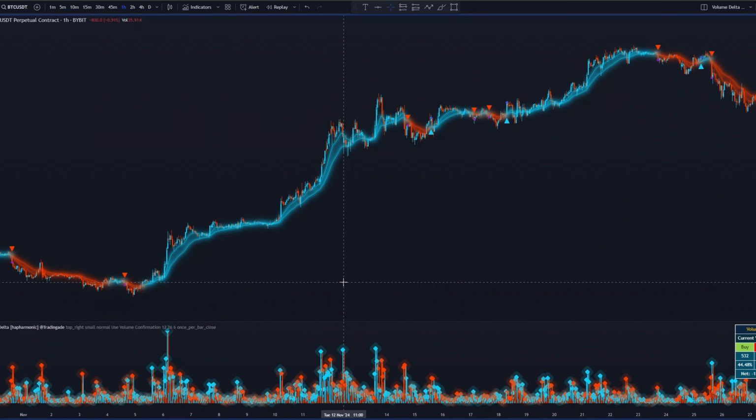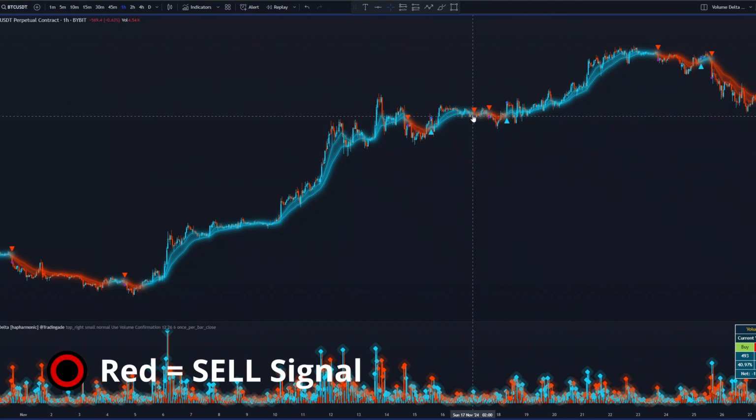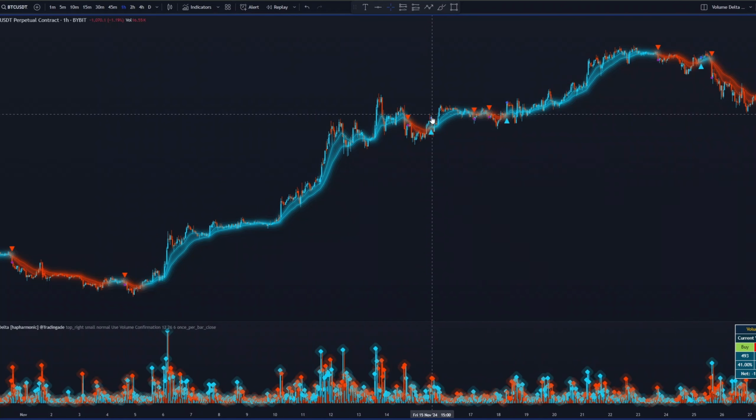So for today's strategy, we're going to remove this oscillator part and focus only on the triangles, which are blue triangle buy signals and red triangle sell signals, also represented by blue and purple points. We're going to use this indicator as our main entry signal.